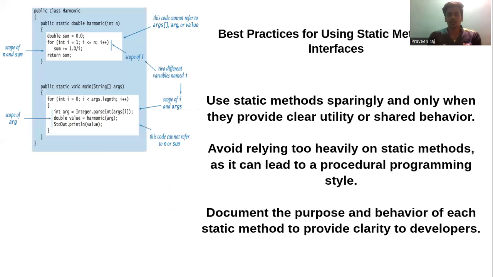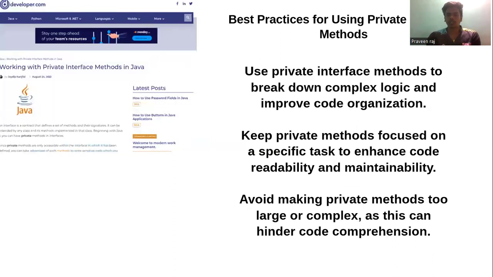Best practices for using static methods in interfaces. Use static methods sparingly and only when they provide clear utility or shared behavior. Avoid relying too heavily on static methods, as it can lead to a procedural programming style. Document the purpose and behavior of each static method to provide clarity to developers.